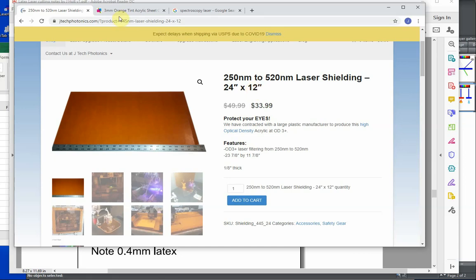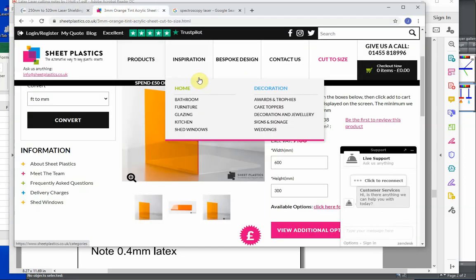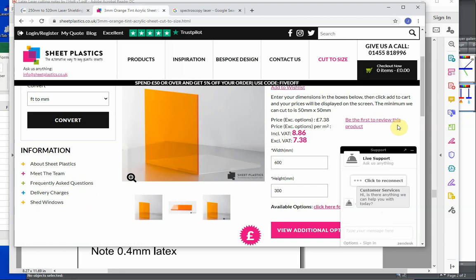Well, you could. For example, here's an example here. Now, this company, I think they're in the UK. Yeah, they are in the UK. So they sell orange acrylic sheeting of exactly the same thickness. And for the same size, 600 by 300, it works out at £7 for that sheet.